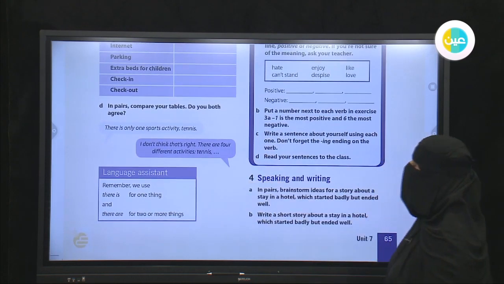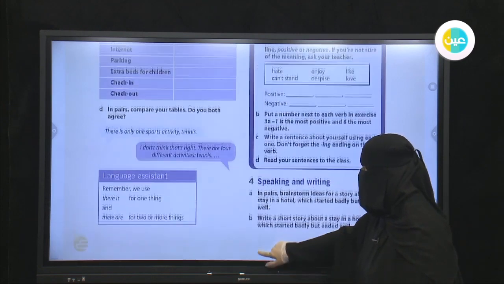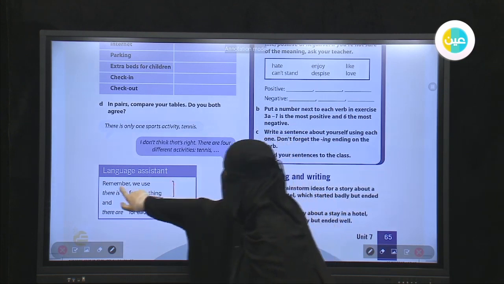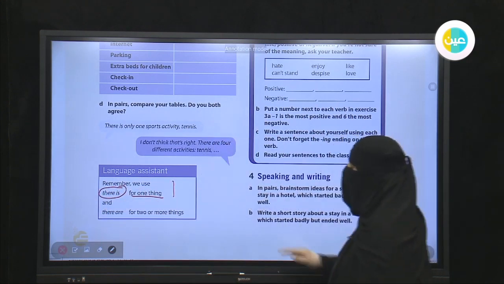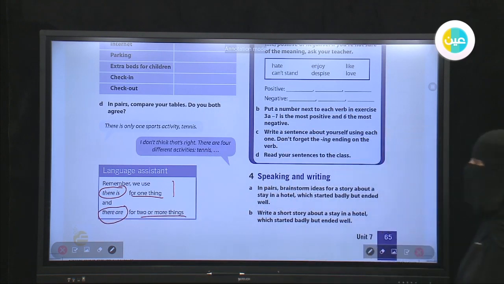Now go to the language assistant. Remember, we use there is for one thing. We use there is, and we use there are for 2 or more things. When we refer to one thing, we say there is a swimming pool. When we refer to more than 2 things, we say there are.